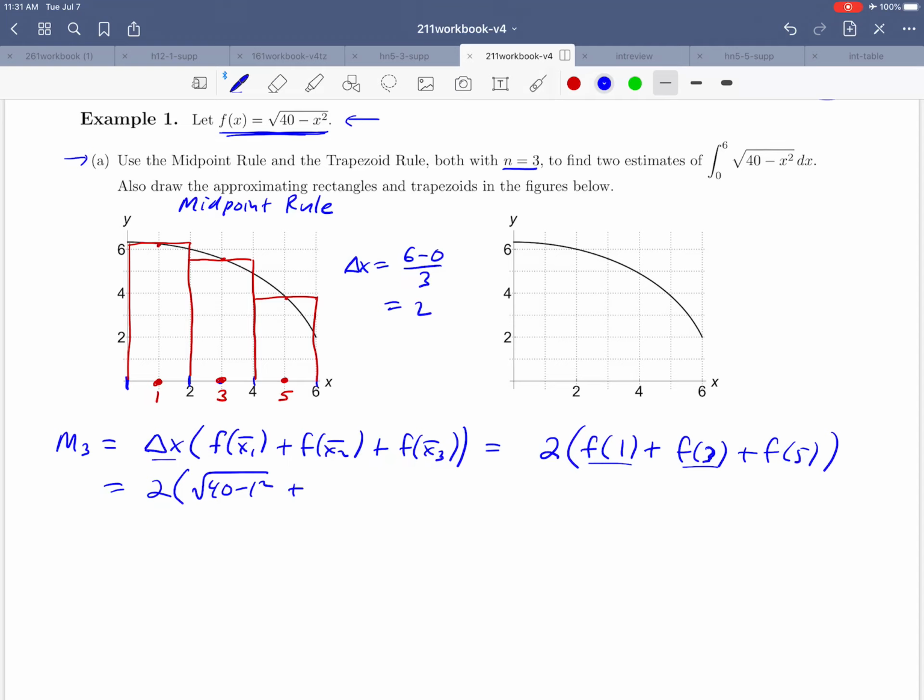Then we come to f of 3, same idea. And finally f of 5. Those 3 numbers give us the heights of our 3 rectangles. The rest of this is just punching that into your calculator and seeing what you come up with. That's going to be about 31.37. That's the first part of our answer, our estimate of the integral using the midpoint rule.